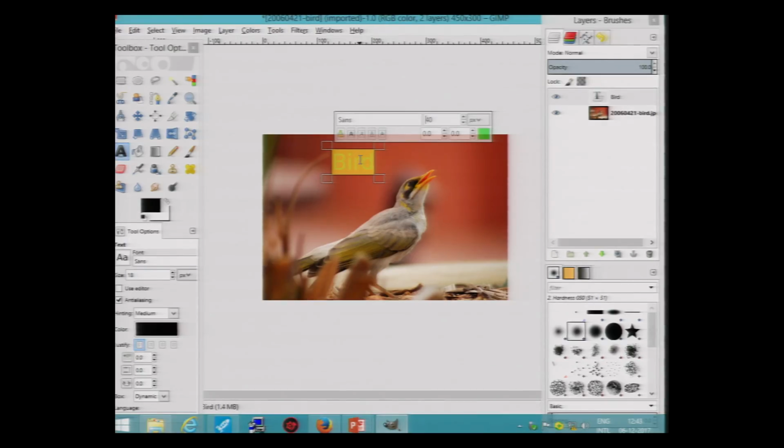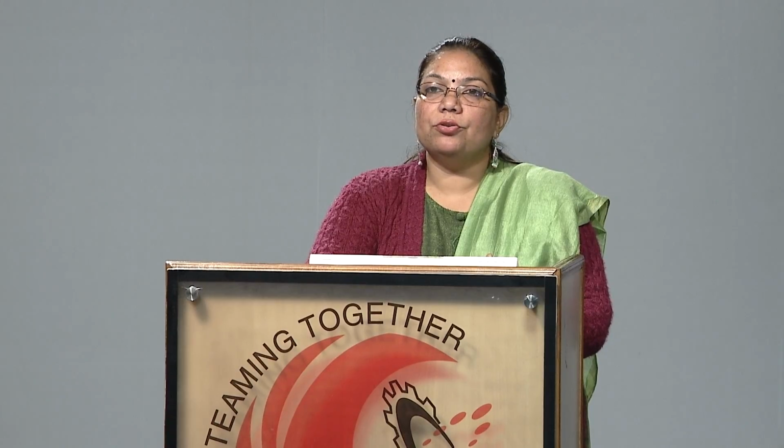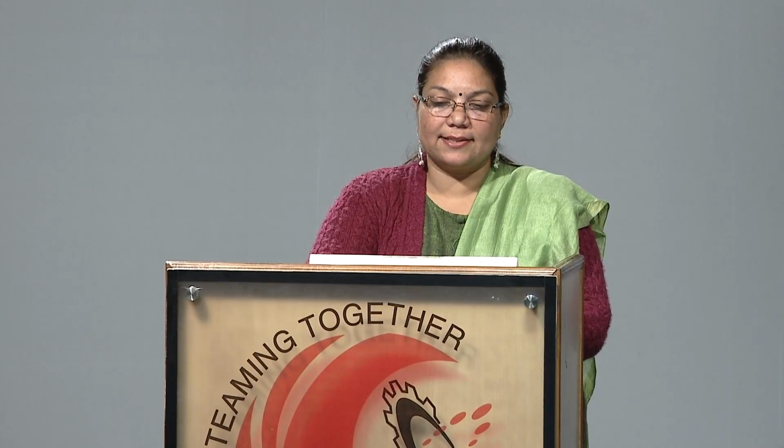Further, one more change has come. You can just observe the layers dialog box. Previously we had just the birds layer, but right now I have a text layer also in which bird is written. So you can understand that GIMP will automatically add a new layer for you when you add some text.